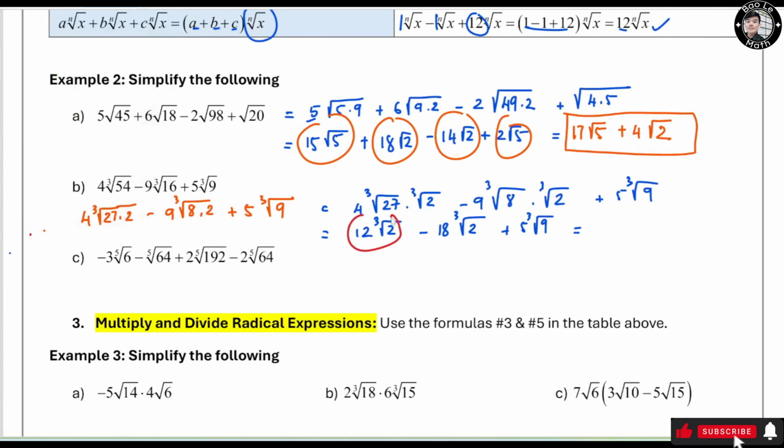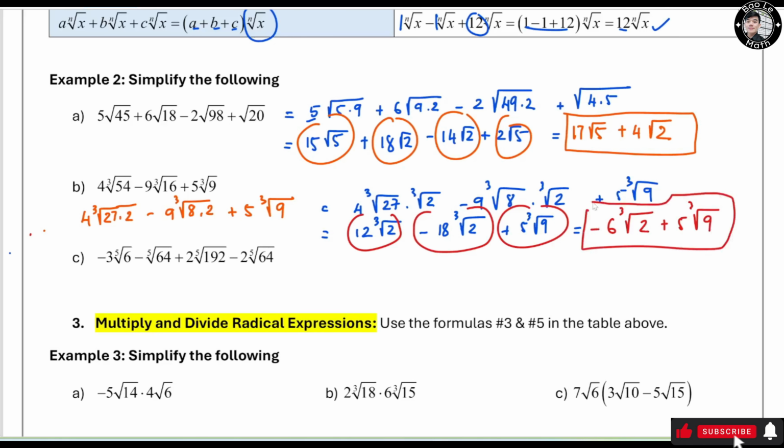Now this guy and this guy are like terms, right? We can combine. So 12 subtract 18 is going to be negative 6. So we just rewrite cube root of 2, right? And copy this one down. This one is the final answer.